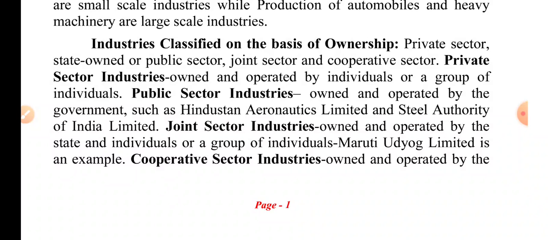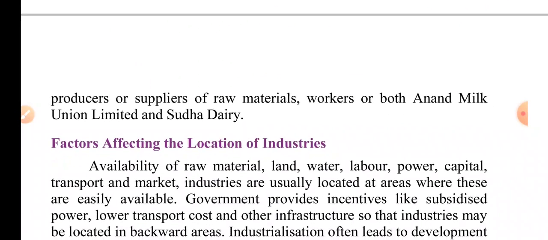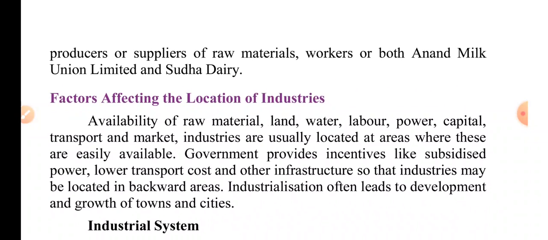And next are joint sector industries, which are owned and operated by the state and individuals or a group of individuals. Maruti Udyog Limited is an example. And cooperative sector industries are owned and operated by the producers or suppliers of raw materials, workers or both. Anand Milk Union Limited and Sudha Dairy are examples.